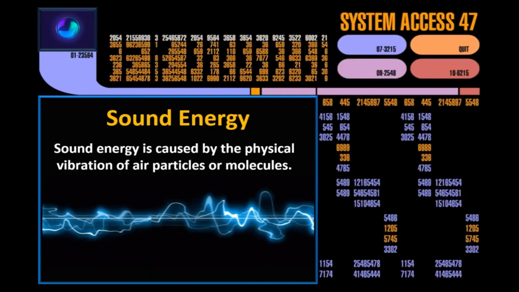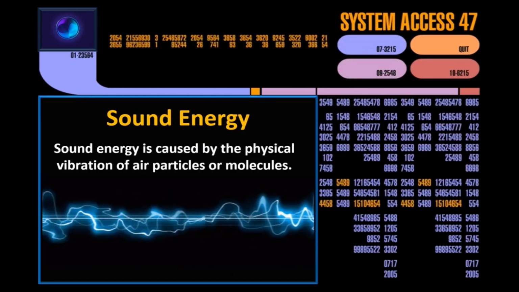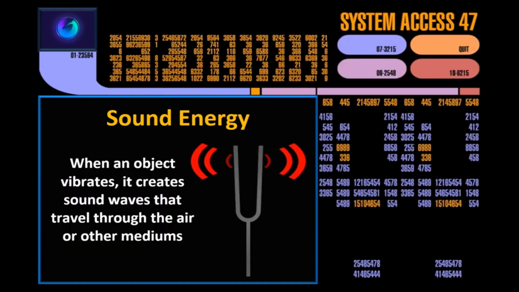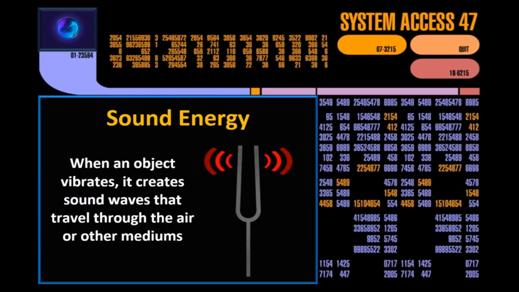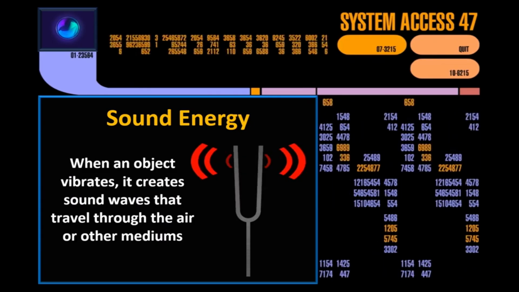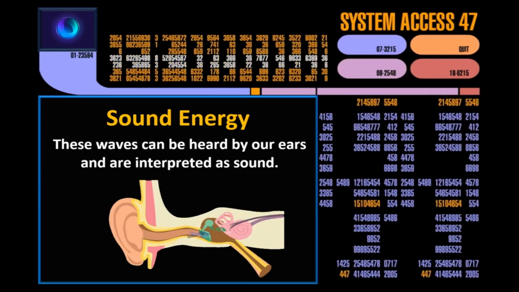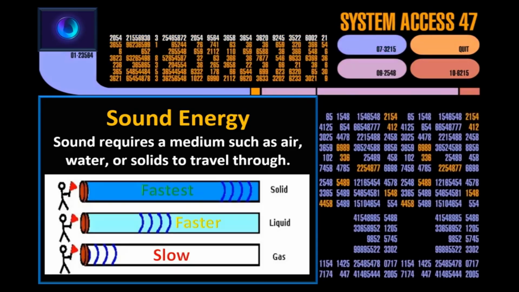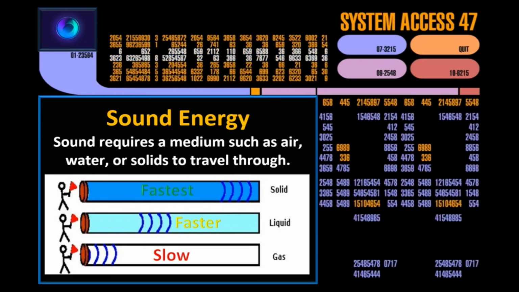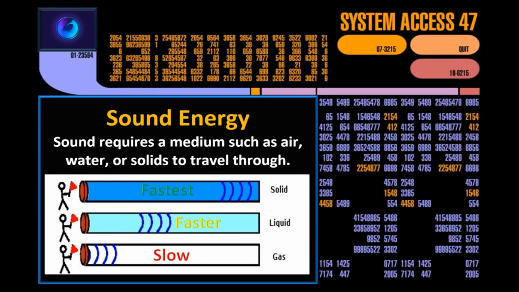Sound energy is caused by the physical vibration of air particles or molecules. When an object vibrates, it creates sound waves that travel through the air or other mediums. These waves can be heard by our ears and are interpreted as sound. Sound requires a medium, such as air, water, or solids, to travel through.